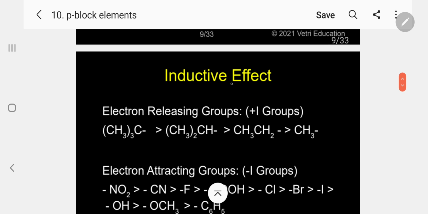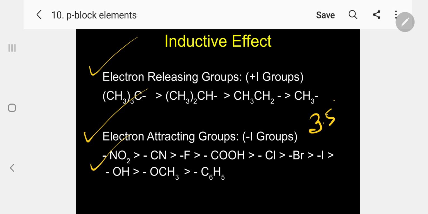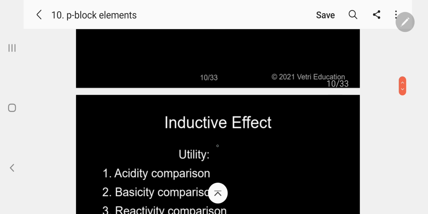Kindly follow. Now, there are groups. What are the electron releasing groups? What are the electron attracting groups? I have given the list. Kindly follow. So here, oxygen is there. We have to take it as an electron attracting group because oxygen has an electronegativity of 3.5. Whenever the number of oxygen atoms increases, electronegative character increases, attracting capacity increases. So this idea you must have from the inductive effect.